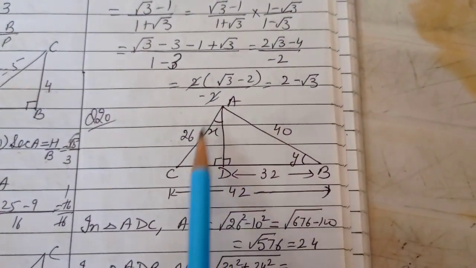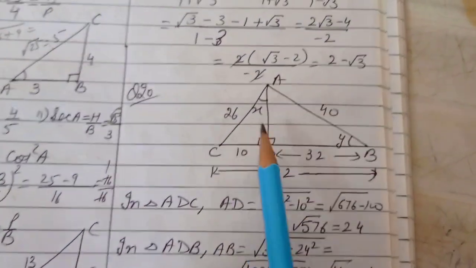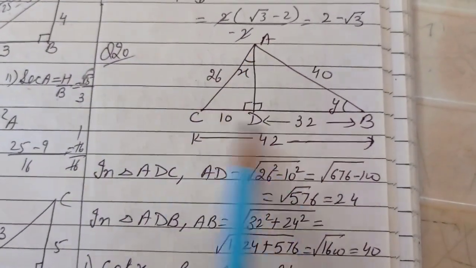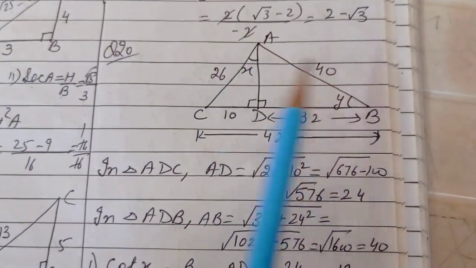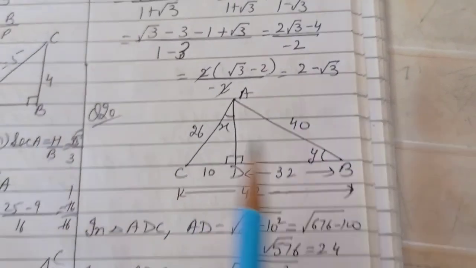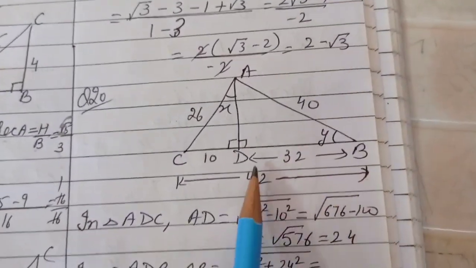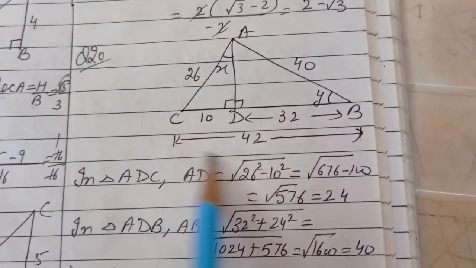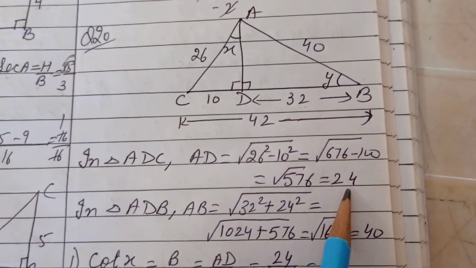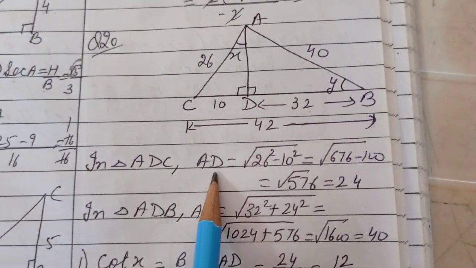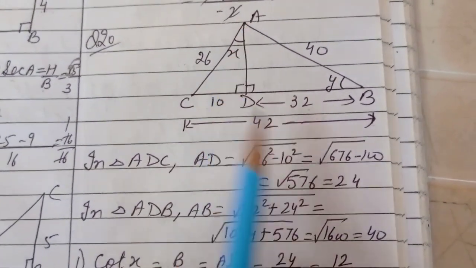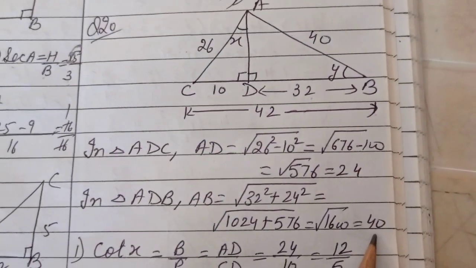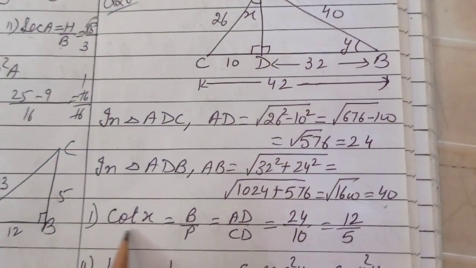20th question, you are given this triangle. So in this triangle, this angle is x. This is the given figure. This side is given, this side is given, 10 is given, and the whole is 42. And you know DB will be 42 minus 10, which is 32. So using this, we will find out all the sides. Here, using Pythagoras, I got AD, that is 24, and AB also I got, that is 40, using Pythagoras theorem. Now we have to find cot x.